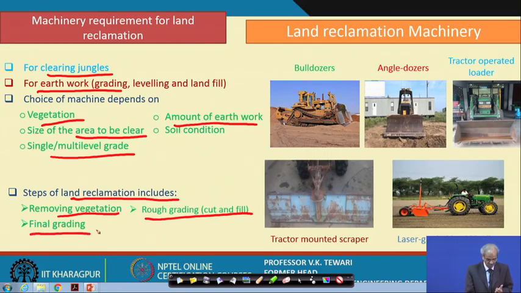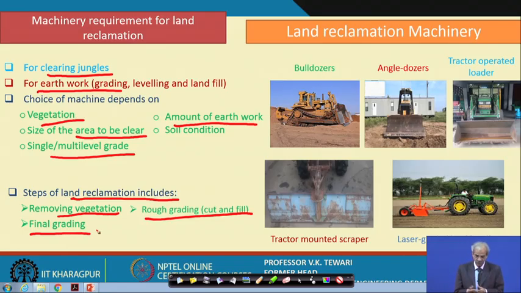And then final grading of this. So, as such, land reclamation will mean that a condition has to be improved to another condition, and then it will depend on what is the level of vegetation required, what sort of conditions we are looking for, how much of work has to be done with respect to the earth movement and things like that.